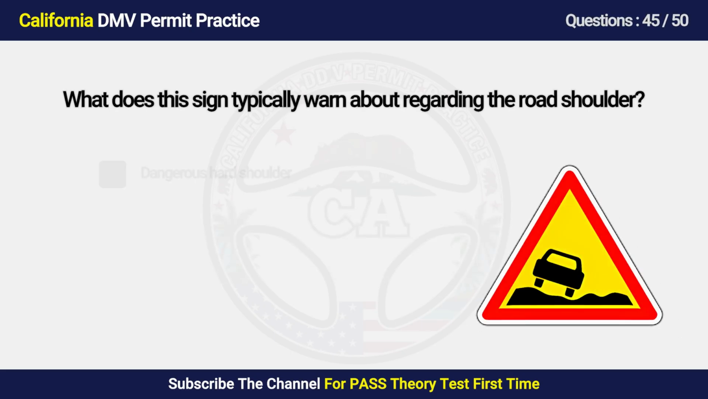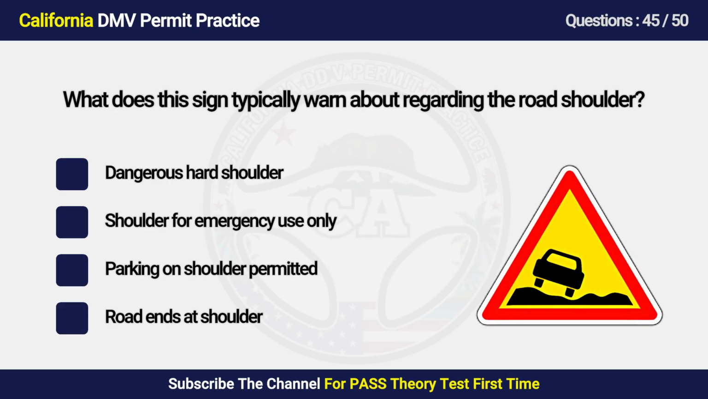Question 45. What does this sign typically warn about regarding the road shoulder? A. Dangerous hard shoulder. B. Shoulder for emergency use only. C. Parking on shoulder permitted. D. Road ends at shoulder.